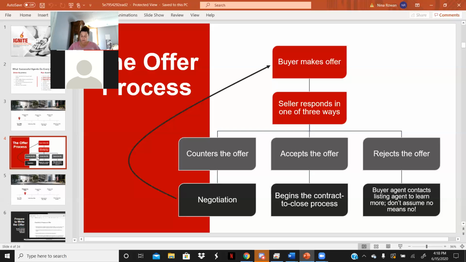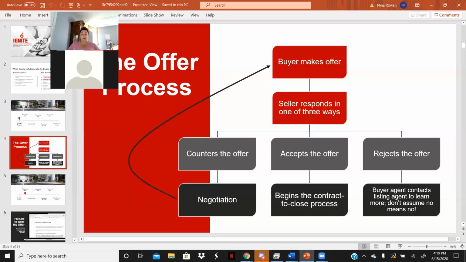Today we're not going to cover the negotiation part, just what it looks like to make the offer and receive an offer. Negotiating the deal, I think, is our next one. And then rejecting the offer straight up.